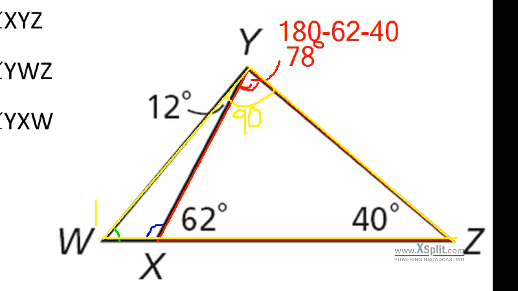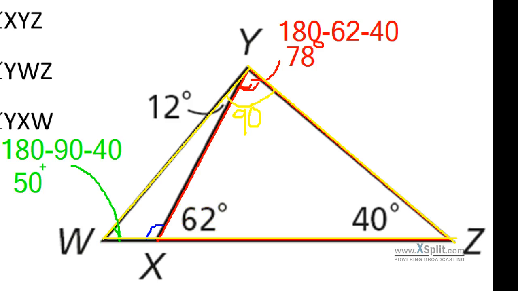And we could go ahead and find this angle by saying 180, subtract the 90 degree, subtract the 40 degree. That means that that angle, once we do that subtraction, has to be a 50 degree angle. Now, as far as that last angle goes, we want this blue angle.